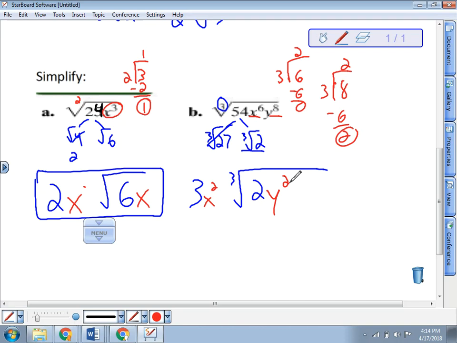So if you have variables with exponents, we're going to divide them by 3 for a cube root or 2 for a square root, and you may have some that remain underneath the radical.